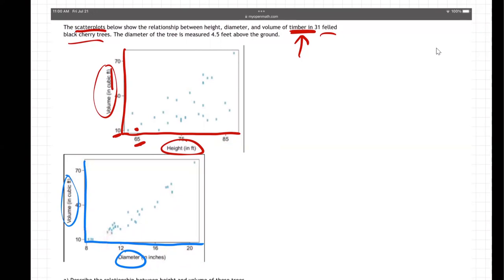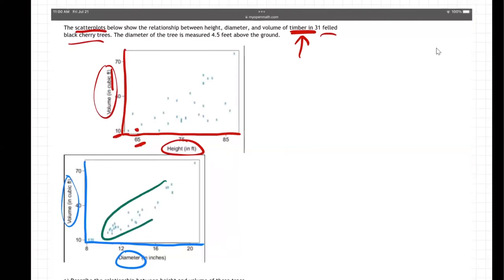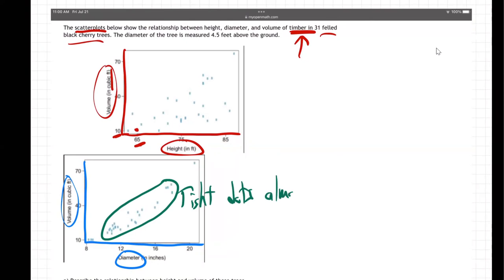All right, so long story short, trees that are taller have more timber, and trees that are thicker in diameter have more timber, of course. But the question is, which dot pattern is tighter? Well, clearly this is a tight pattern, dots close to a line.